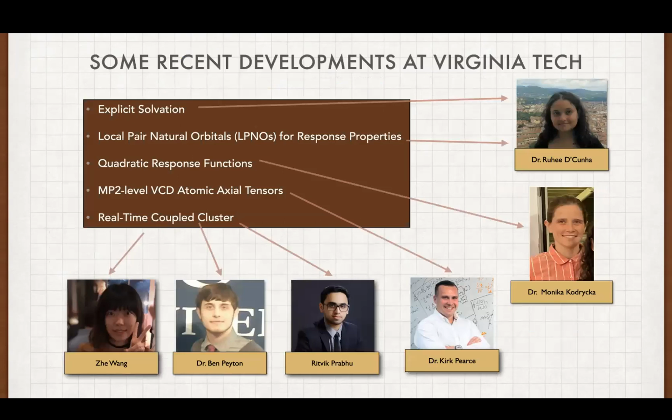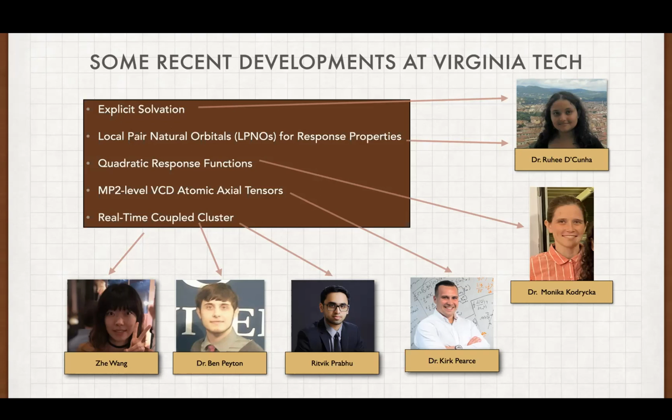So, some of the recent developments out of my group in this area, working on explicit solvation. A lot of that work has been done by Ruhi da Cunha, who got her degree with me last year and is now with Laura Gagliardi doing a postdoc at the University of Chicago. She also worked on local pair natural orbitals that I'll say a little something about, dealing with response properties.